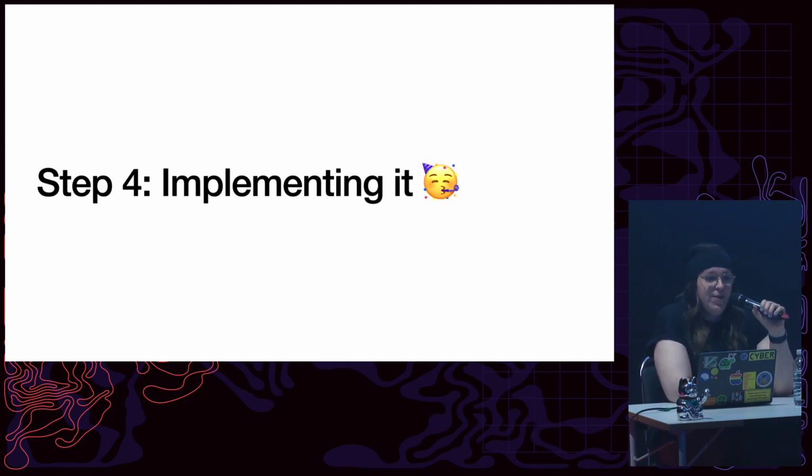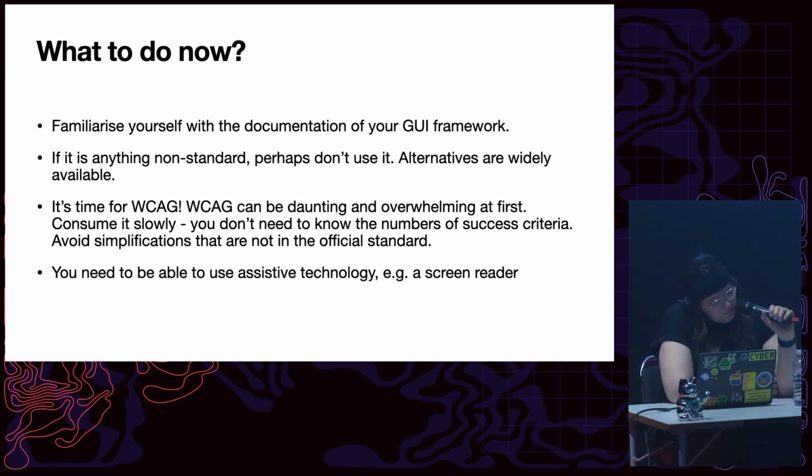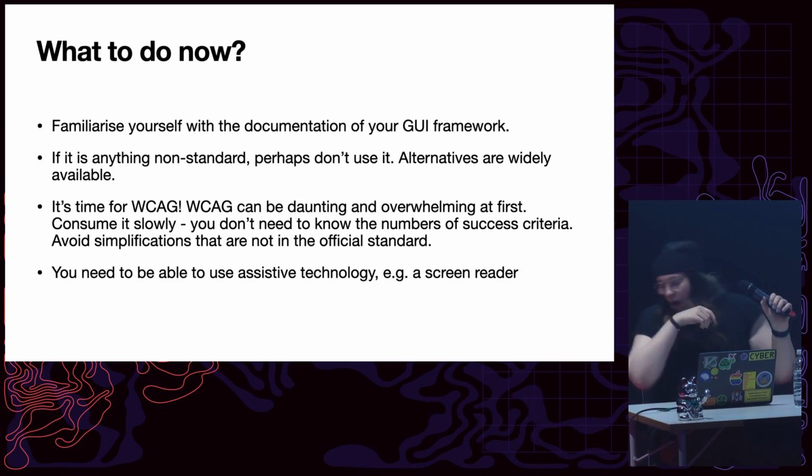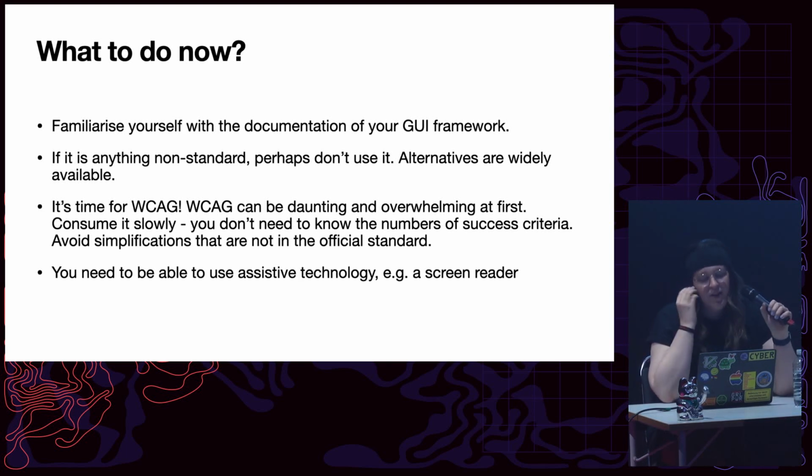Now, step 4, implementing it. You've all waited for this. This is usually something that people start their accessibility journey with. They do something that might not be good. What you have to do is familiarize yourself with the documentation of your GUI framework. So everything that you use, for example, on the web, you might use React or Angular. They all have documentation. Maybe GTK or Qt, they have documentation as well. And if you notice that you use anything that is not standard and that is not widely adopted, maybe don't use it.